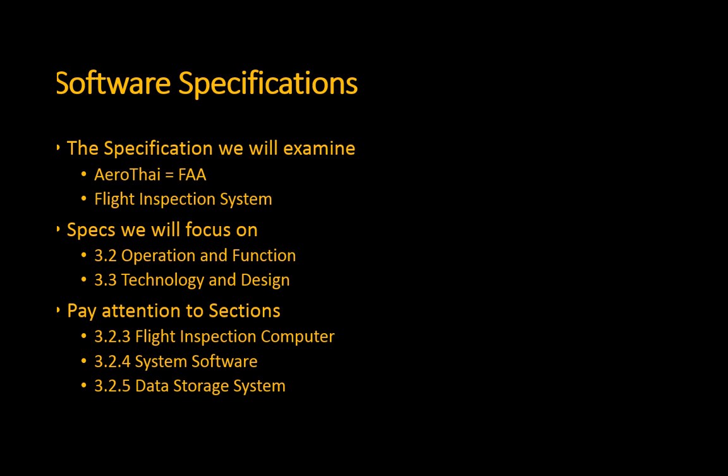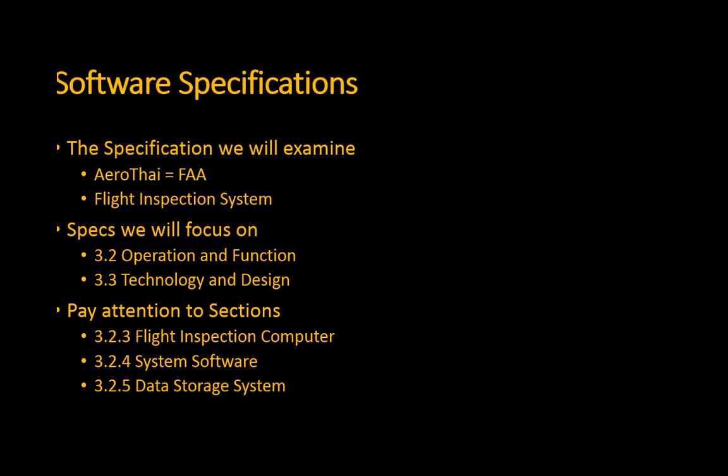Let's take a look at the software we're going to examine. AeroTie is the equivalent of the United States FAA system. And what we are bidding on is a new flight inspection system for AeroTie, or the Thai government. The specs we're going to focus on are sections 3.2 and 3.3. 3.2 deals with the operation and function of this new software, and 3.3 talks about the technology, the design, and some of the intended uses.